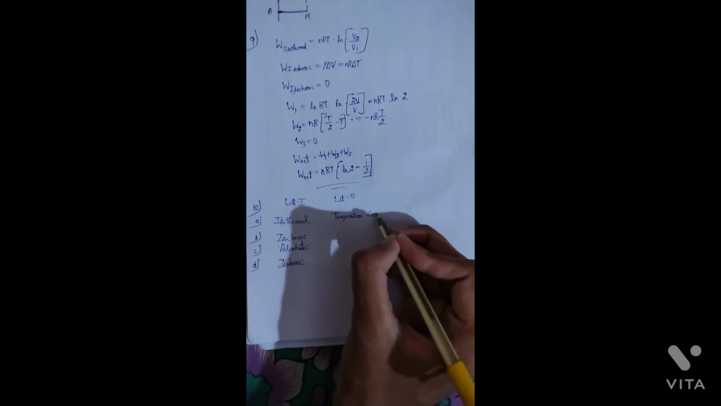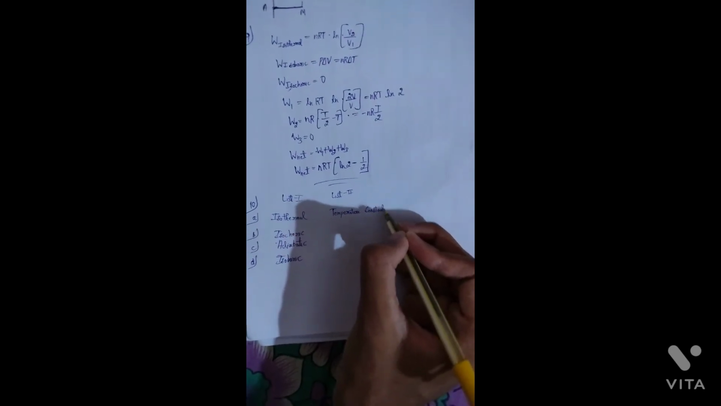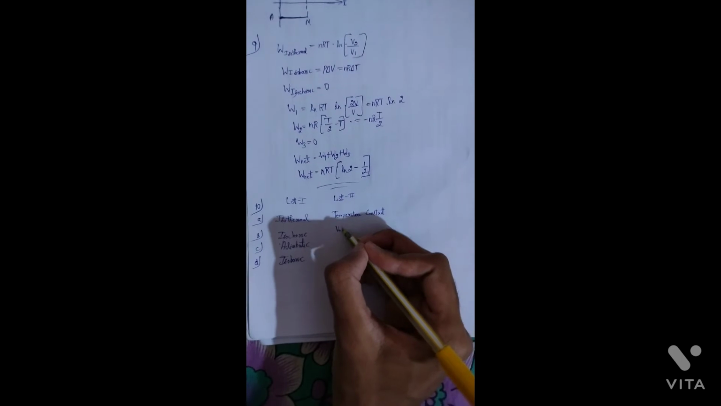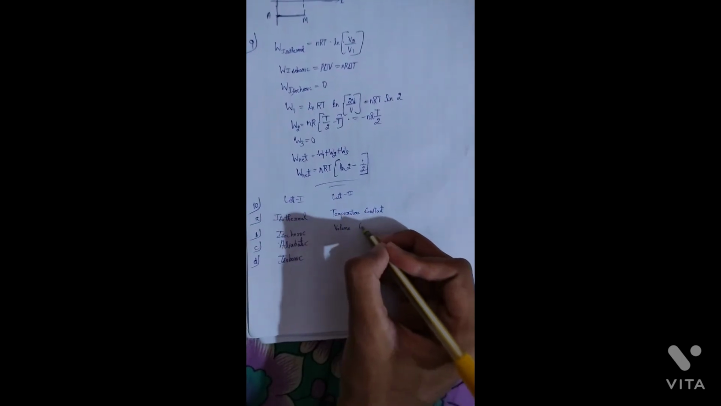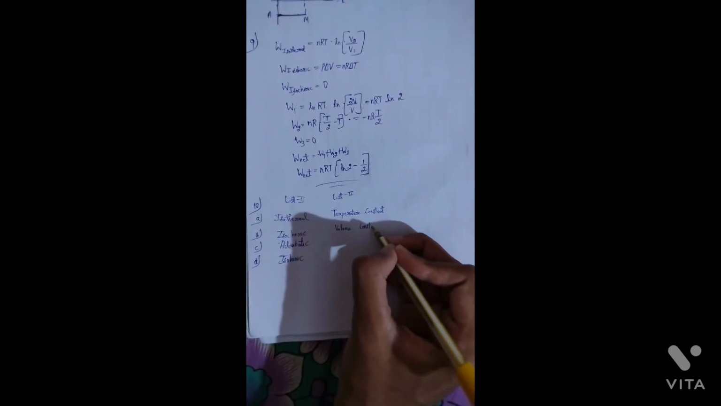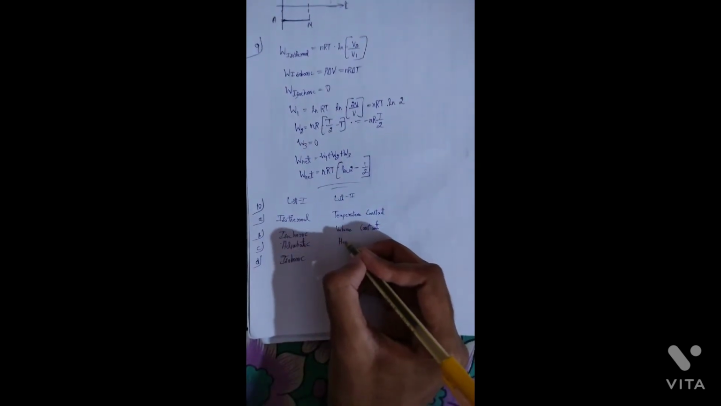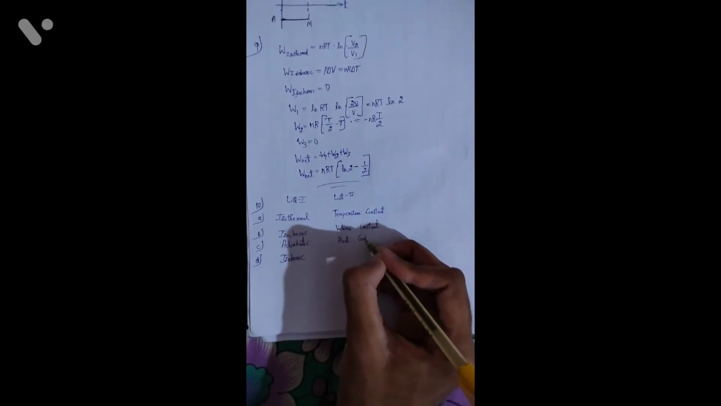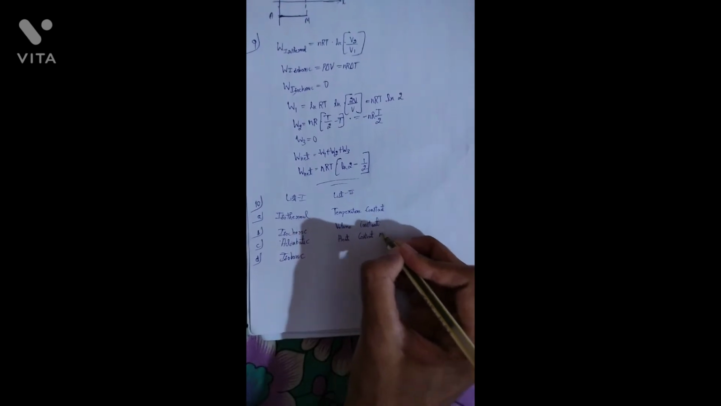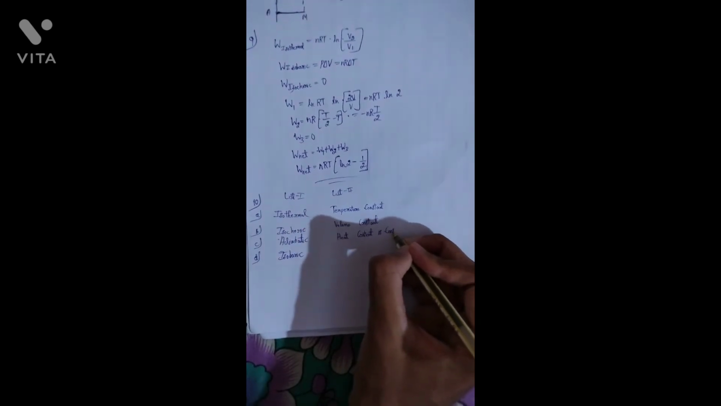Temperature constant. And isochoric, it is volume constant, as you know. Adiabatic, its heat content is constant.